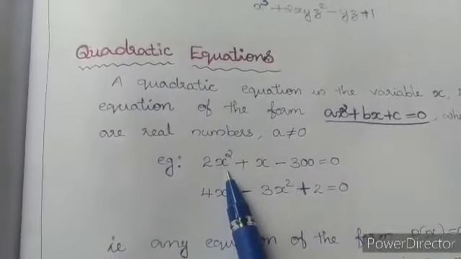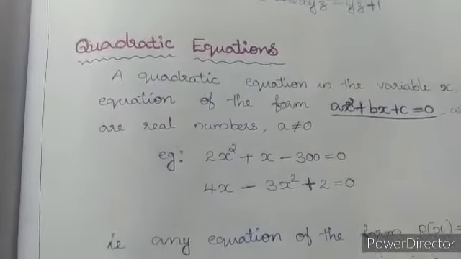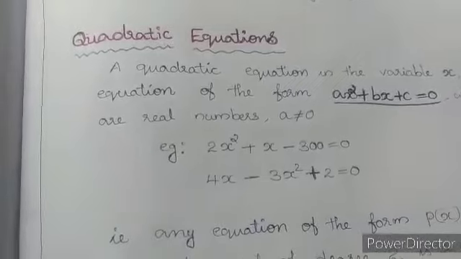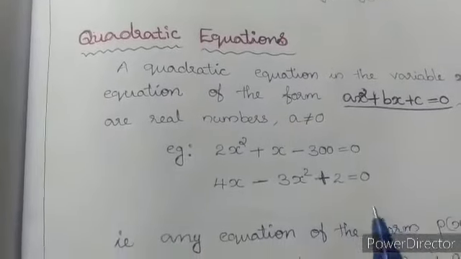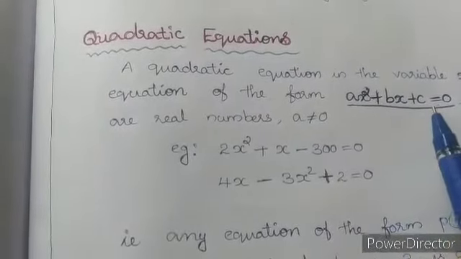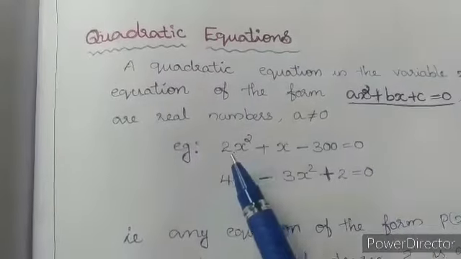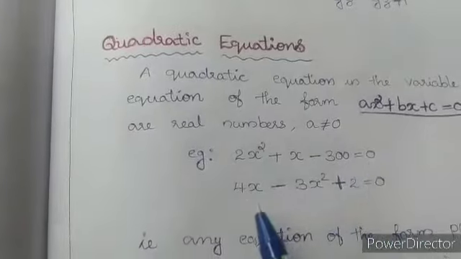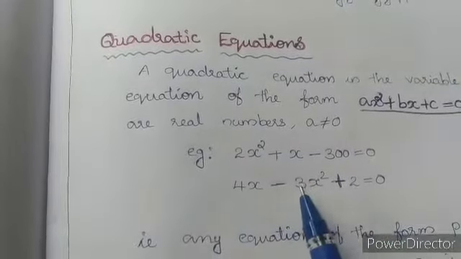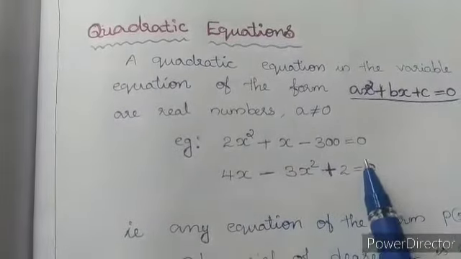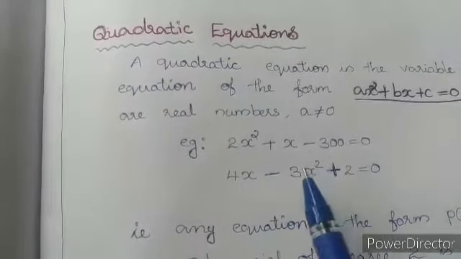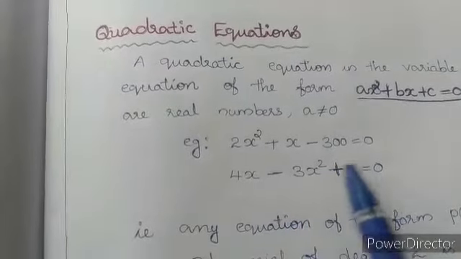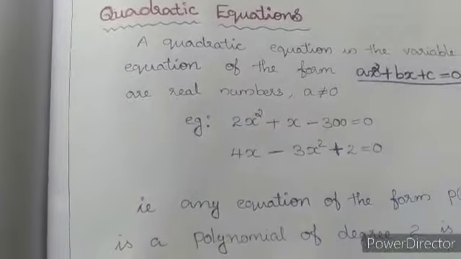Example, 2x square plus x minus 300 equal to 0. See, that is in the form ax square plus bx plus c equal to 0, right? Then 4x minus 3x square plus 2. When we rearrange the equation like that, it becomes ax square plus bx plus c equal to 0.